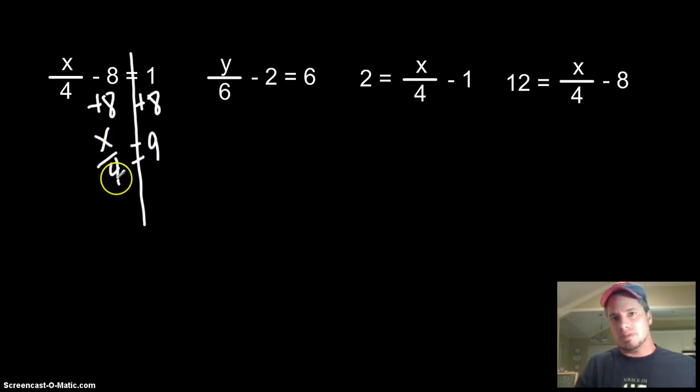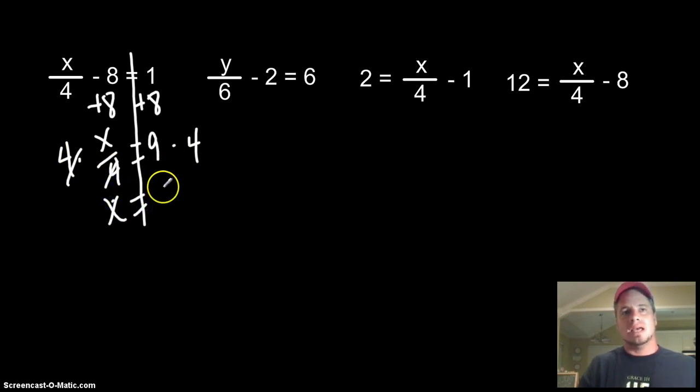Okay, now look what's happening between the x and the 4. That is division. So to undo division, I need to use multiplication. So I multiply what it's being divided by. These 4's become 1. It cancels out. I get x equals 9 times 4 is 36. Okay, good.